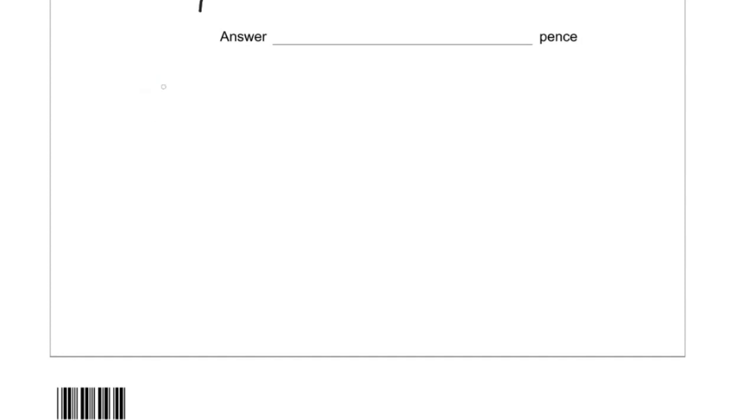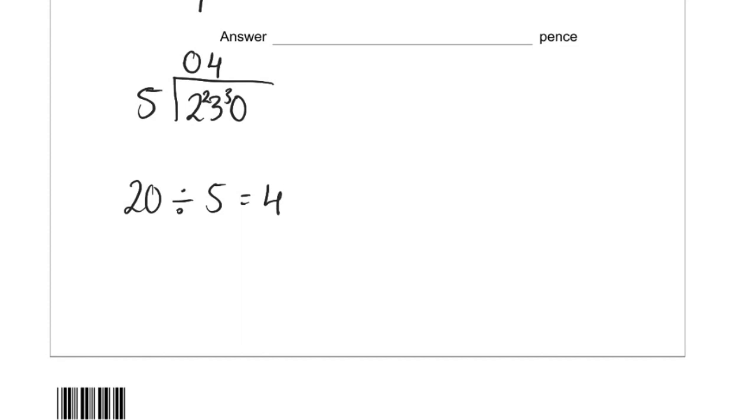So we have 5 bus stop 230. So obviously 5 divided by 2 is 0. 2 divided by 5 is 0. So we're going to carry the 2 over. So now we've got 23 divided by 5. So that's going to be 4 remainder 3, because 20 divided by 5 equals 4. And then obviously we're going to have that remainder 3. So now we've got 30 divided by 5, which is 6. So our answer is going to be 46 pence. Hopefully that's what you guys got if you paused the video and did the rest of the question by yourselves.